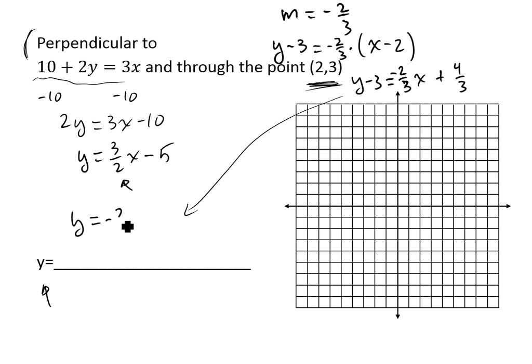Y equals negative 2/3 x. I've got plus 4/3, and I'm going to add to that 9/3, which is 3. So I'm adding 3 to both sides, so plus 9/3. And if I simplify that, I get that y equals negative 2/3 x plus, 9 plus 4 is 13, plus 13 thirds. Yuck! What a terrible y-intercept.